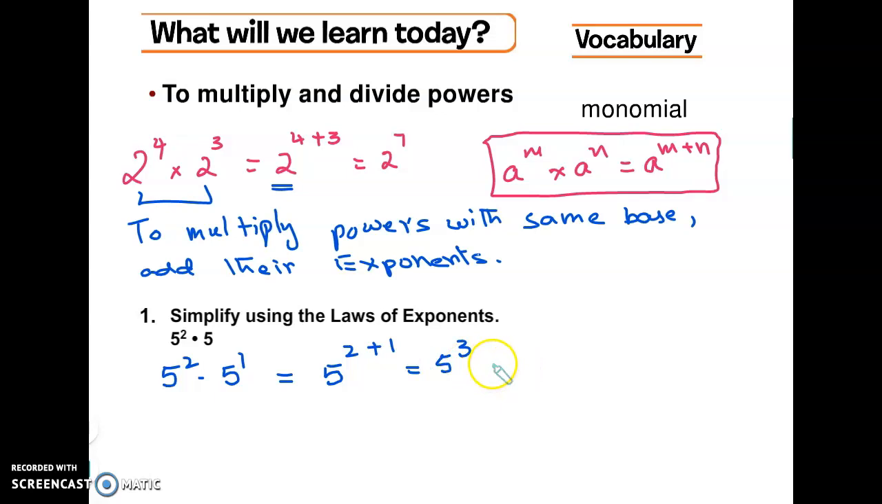Just like in the last lesson, we learned 5 to the 3rd exponent means you multiply 5 three times, which is 5 times 5 is 25, 25 times 5 gives 125. That's the answer when we simplify 5 to the 2nd exponent times 5 with no exponent, which means 1 exponent.